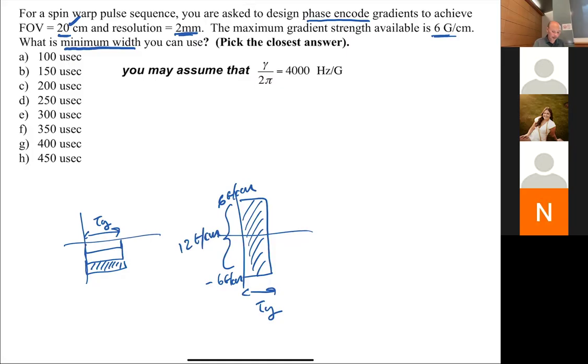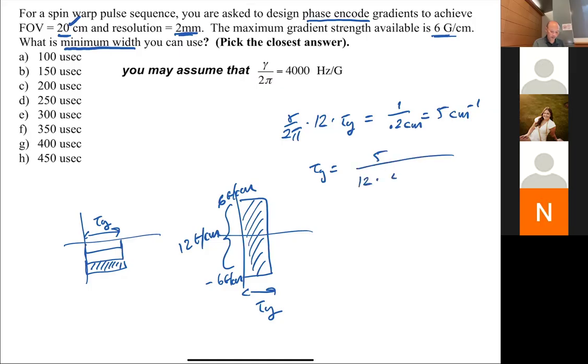So I know that I ideally want gamma over 2 pi times 12 times whatever my tau sub y is to be equal to what? 1 over the resolution, which is 0.2 centimeters. Okay, so that's 5 inverse centimeters. Okay, so that means I want tau sub y equal to 5 over 12 over 4,000. Okay.